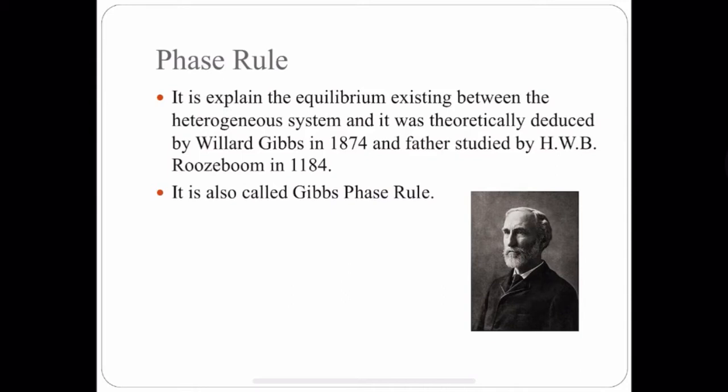What is phase rule? It explains the equilibrium that exists in a heterogeneous system, and it was theoretically deduced by Willard Gibbs in 1874 and studied further by H. W. B. Roozeboom. It is also called Gibbs phase rule because it was discovered by Gibbs. This is the picture of Gibbs. So it explains the equilibrium, and it is mathematically explained, not theoretically.